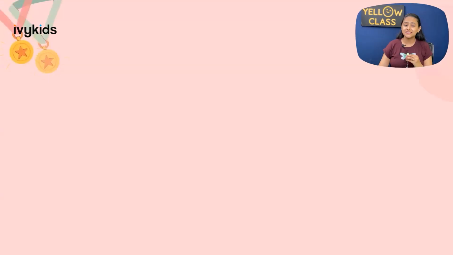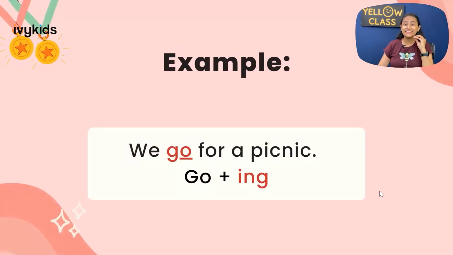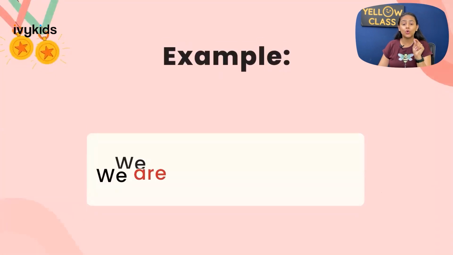Okay, kids. Now, as we have understood this combination and the ing form as well, let us continue with an example. Now, we need to understand how to create it. We are going to have a look at it with the help of a sentence. There are two examples. We go for a picnic. I'm talking about a habit. Now, by adding ing, go plus ing became going.